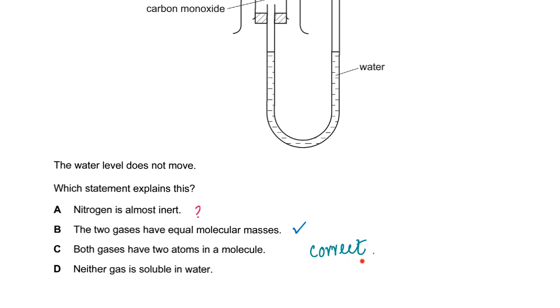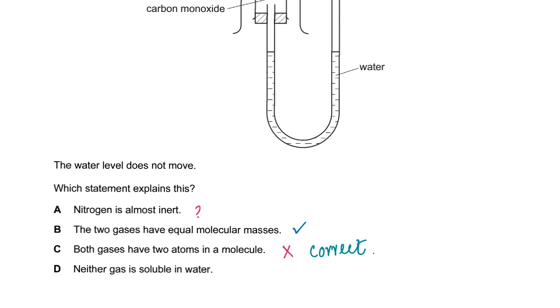So even though the statement is true that both gases have two atoms per molecule, because it's N2 and CO, this part C has nothing to do with the question being discussed. Even though it's true, we're not discussing it. So that's something you've got to look out for. So C is correct, but not relevant. And you'll see a lot of these types of options. Neither gas is soluble in water. Well, that's kind of true as well.